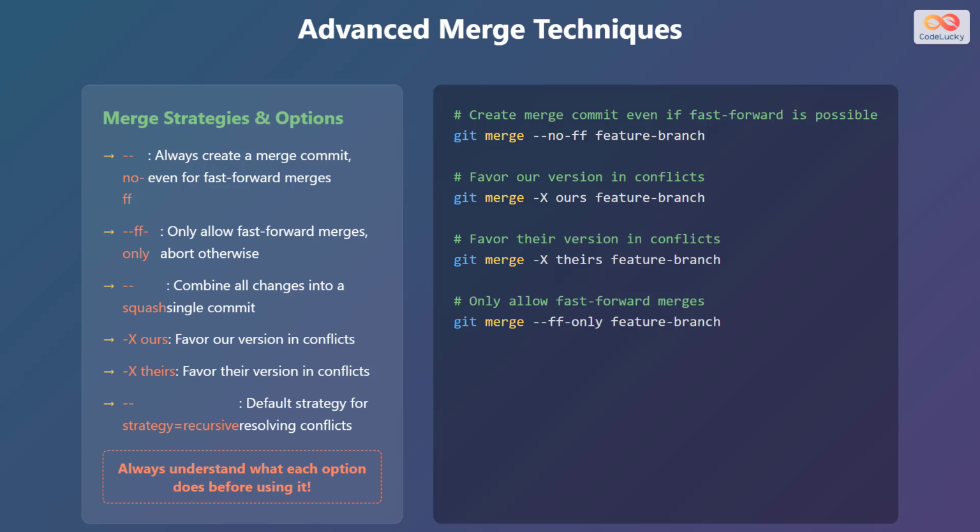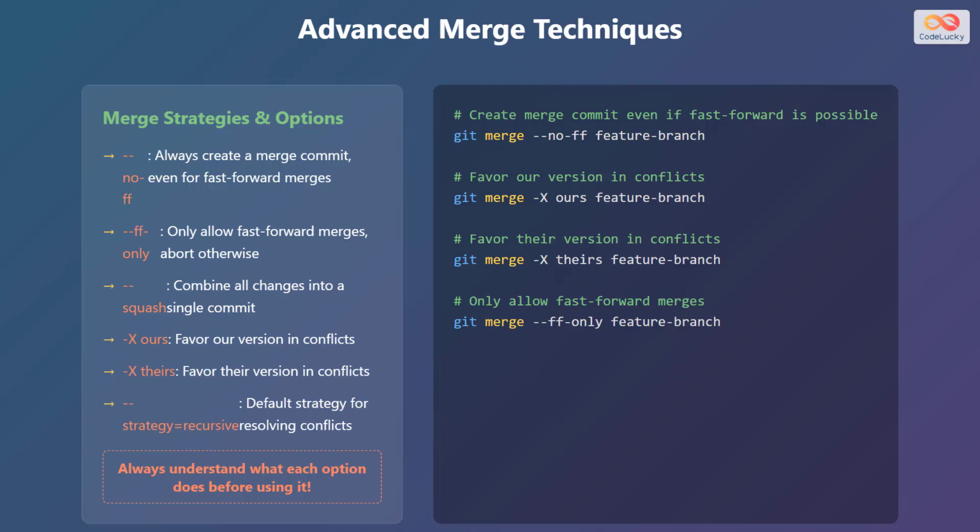Here are some advanced merge techniques. --no-ff always creates a merge commit, even for fast-forward merges. --ff-only allows only fast-forward merges, abort otherwise. --squash combines all changes into a single commit. -X ours favors our version in conflicts. -X theirs favors their version in conflicts. --strategy=recursive is the default strategy for resolving conflicts. Always understand what each option does before using it.